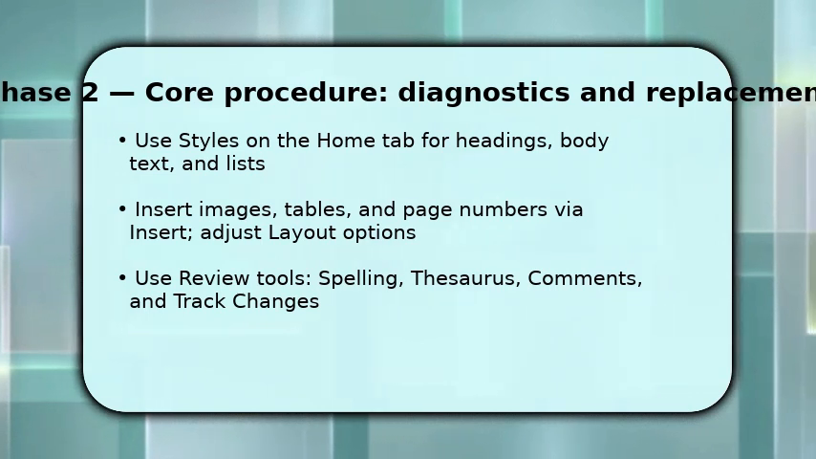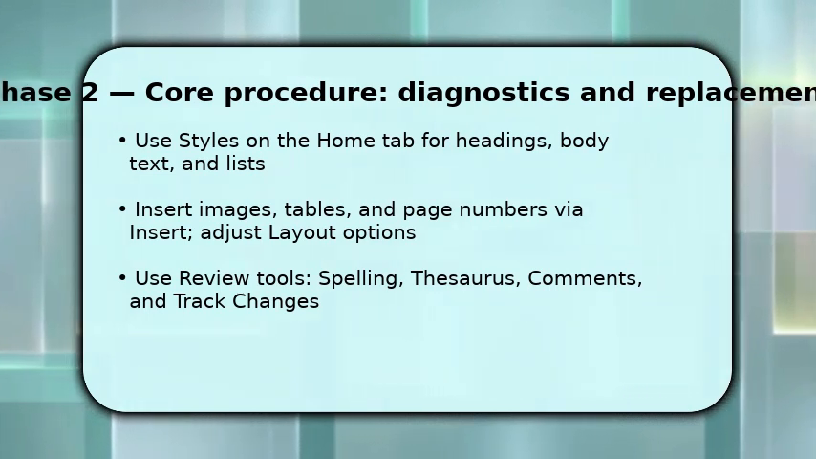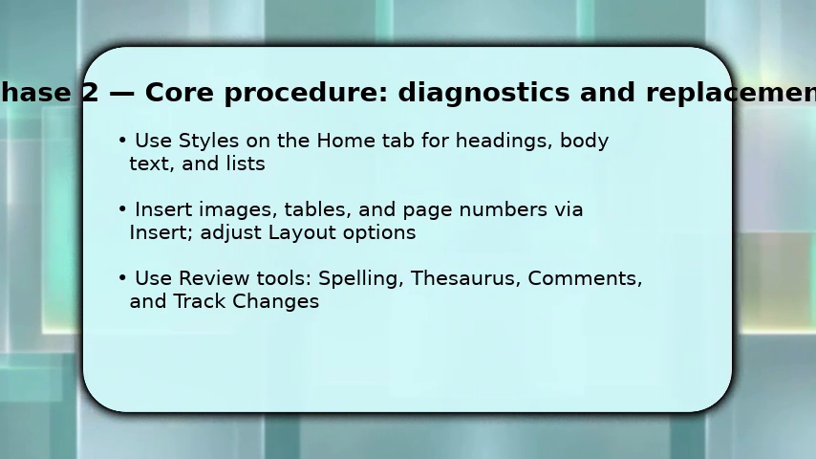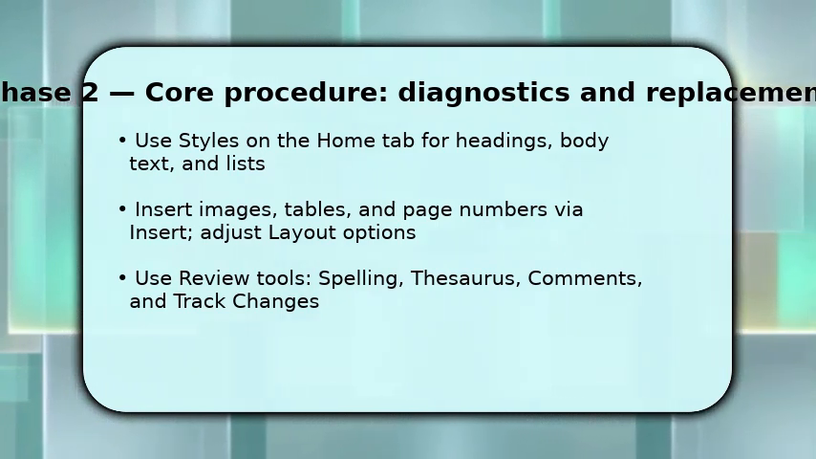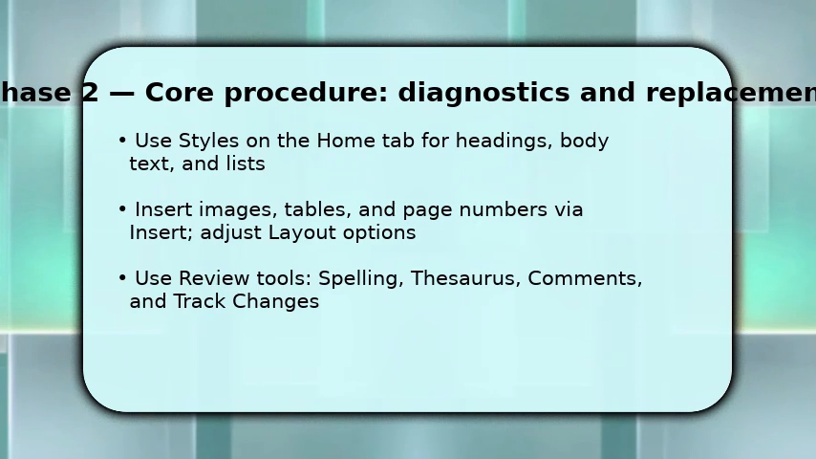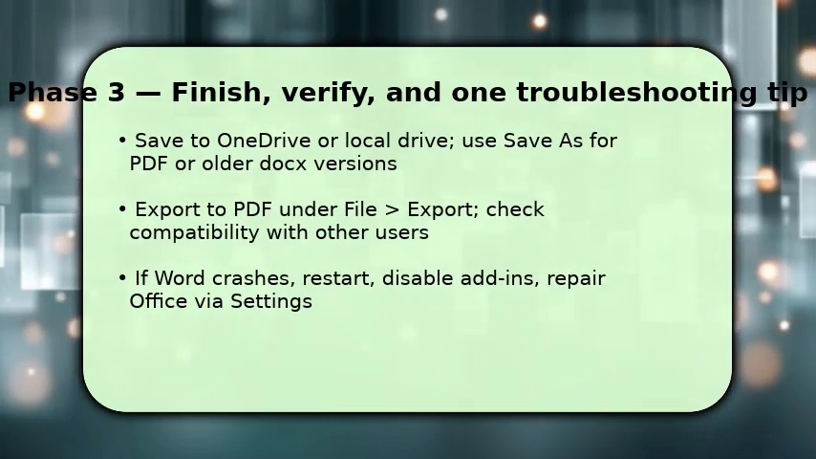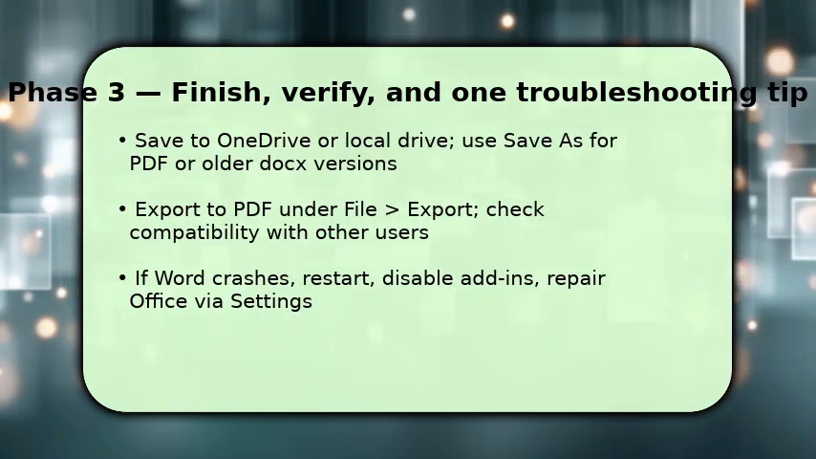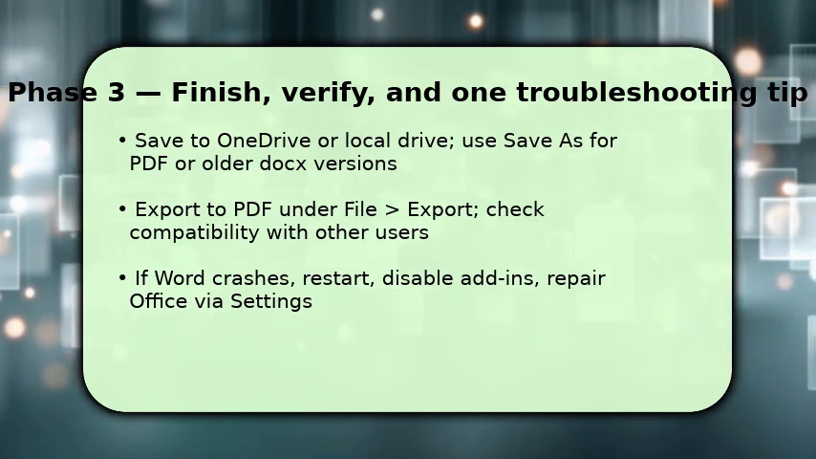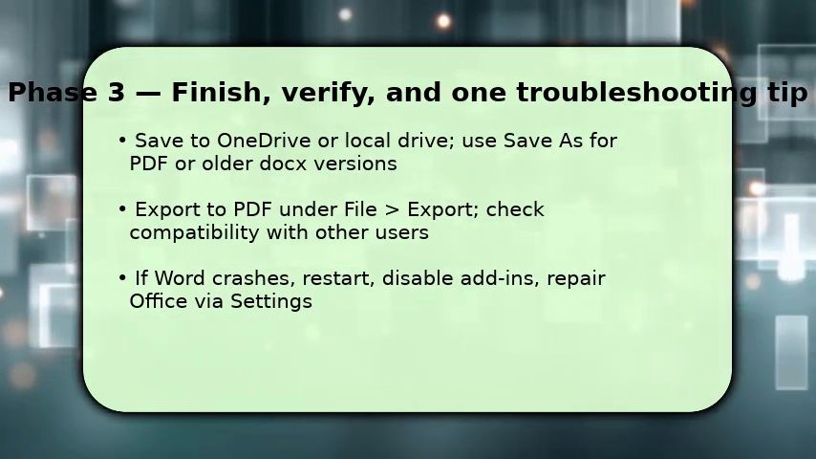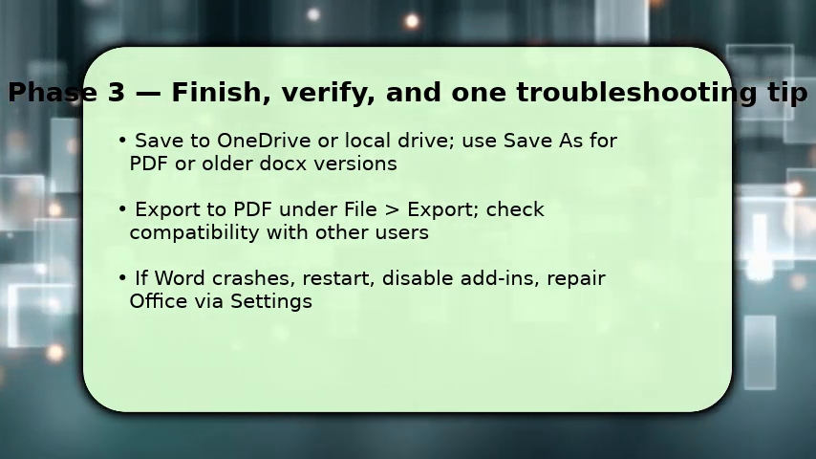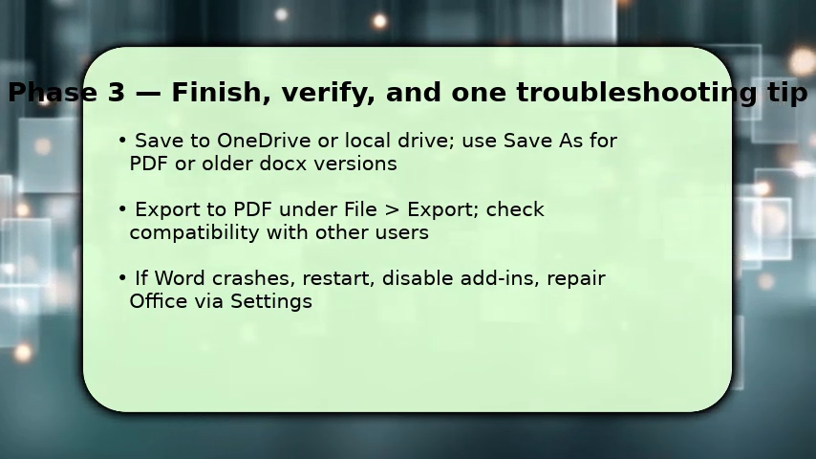Once done, run spelling and grammar under review, add comments for collaborators, and turn on track changes if you expect edits. These steps keep your document finished by saving your file to OneDrive for backup, or save as to export a PDF or an older DocX version for compatibility. Use File Export to create a PDF with embedded fonts when layout must remain exact.